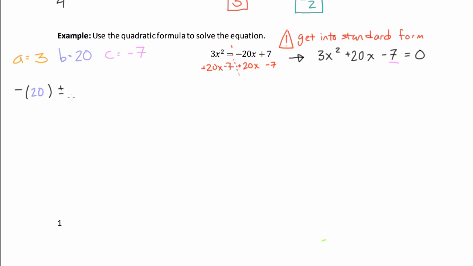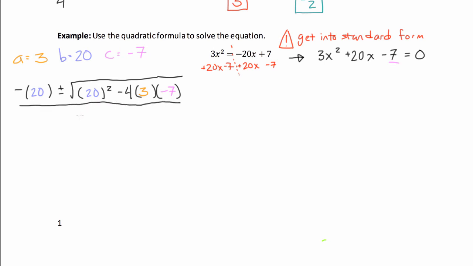Plus or minus the square root of that b squared. And my b again is 20, minus 4, and that 4 is just always going to be there. That 4 is part of this formula. Times a times c, and then that whole thing gets divided by 2 times a.